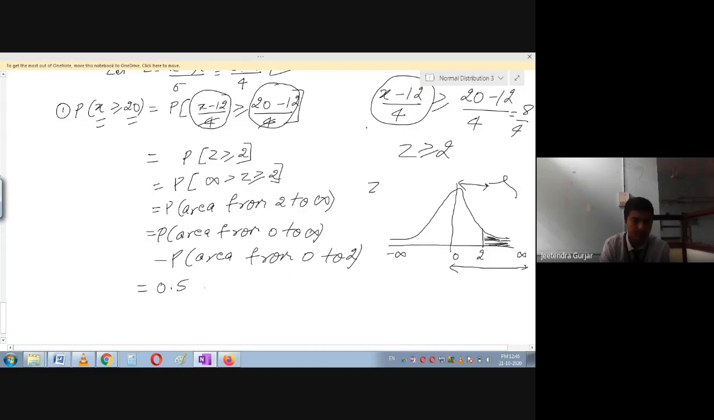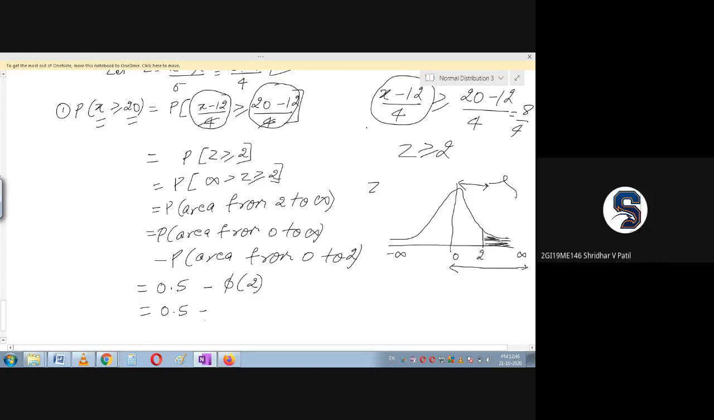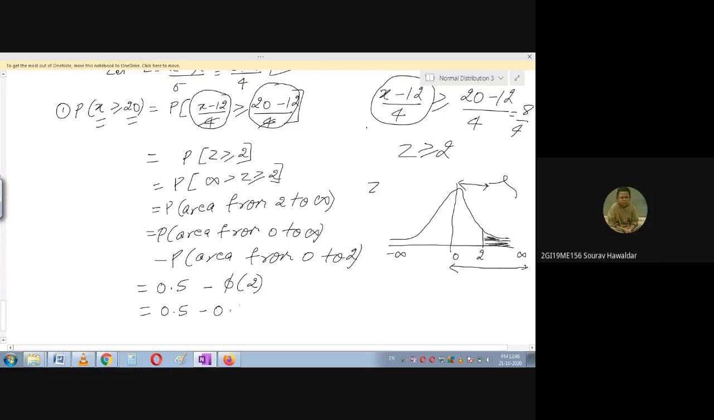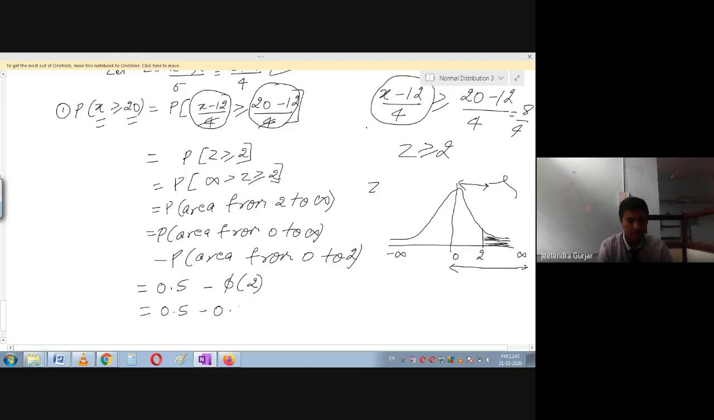Please remember this, minus, now this is what we get, the probability area from 0 to 2, that is phi of 2. Please tell me what is the answer. In the calculator you can substitute and tell me the answer please. What is the answer we get? Phi of 2, 0.4772. You can just take the round figure.